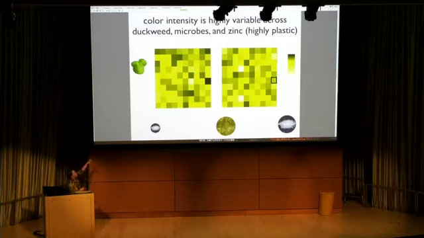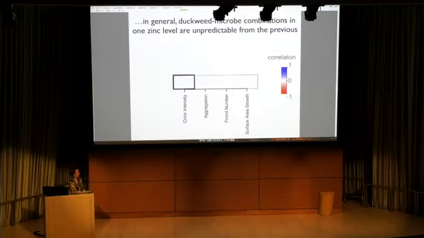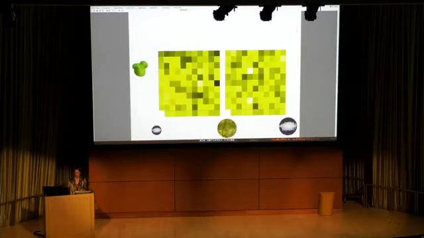If we take all of those little squares and plot the color intensity phenotype at low zinc against the color intensity phenotype of that combination at high zinc, there's really no correlation between the two, showing a great deal of plasticity in duckweed. If I show you the correlation between the high zinc and low zinc phenotype of a particular combination across various other traits that I've measured, again, we don't really see much correlation. So where this unpredictability comes from could be the duckweed or it could be the microbes.